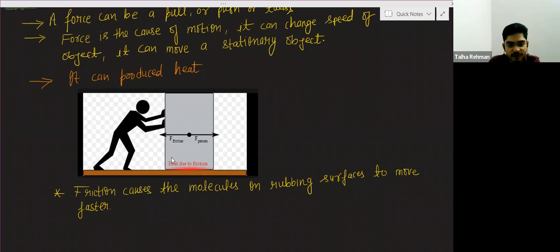So basically, what will happen? This person applied the force, and the molecules in contact between the two surfaces will move faster due to the applied force. So we can say when they move faster, they have more energy.